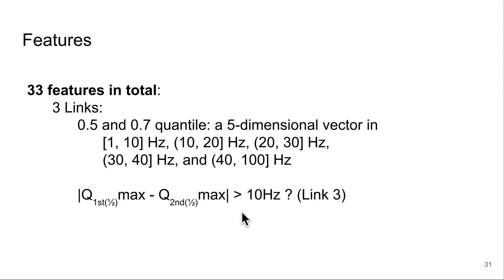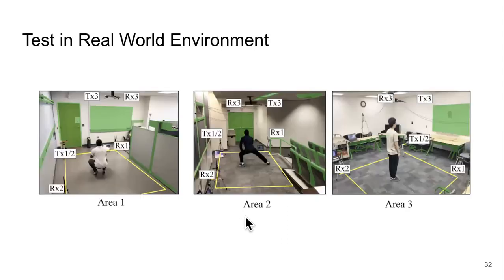And for each quantile curve of link 3. So after training a classifier based on these features, they test the gym activity classification system in the real-world environments of a lab, a classroom and a conference room, shown in this picture. They recruited a total of 10 subjects to participate in their test experiments.